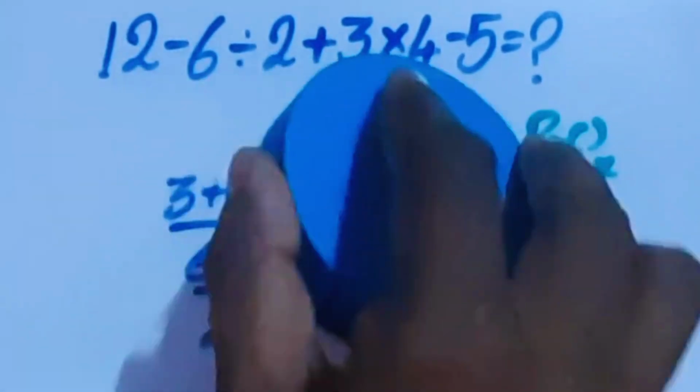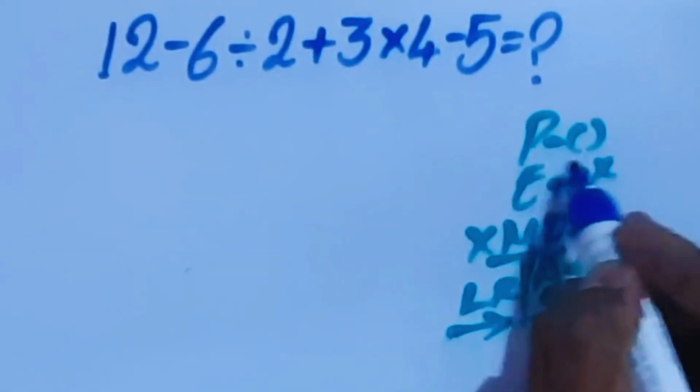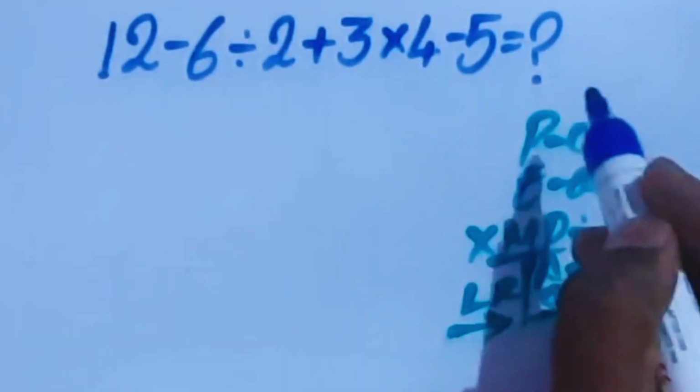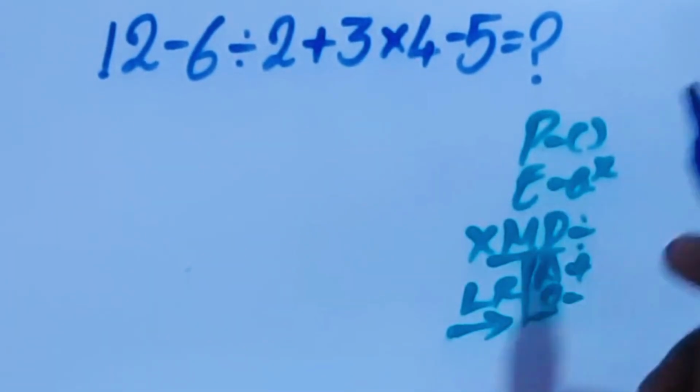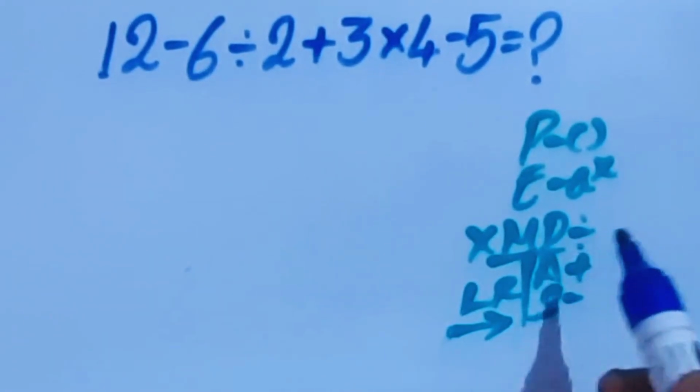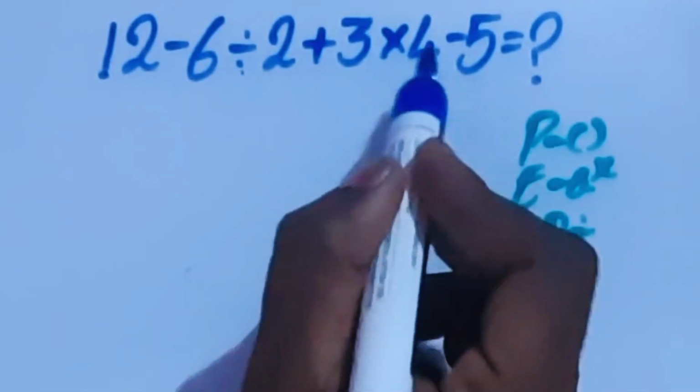Now we are going to solve this problem in the correct way by using this order of operations, PEMDAS. Here, as per PEMDAS, the first priority is bracket. If we don't have a bracket in this problem, the next priority is exponent. Here, exponent is also not there in the problem. The next priority is multiplication and division. Here we have subtraction, division, addition, multiplication and subtraction.